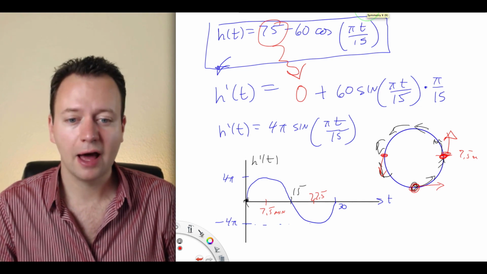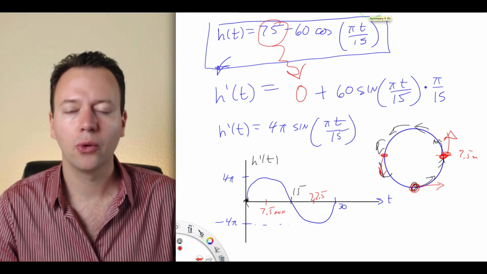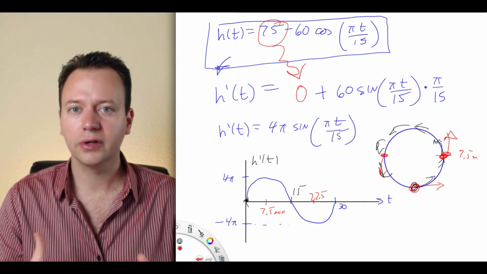That shows us how to model the rate of change of your height as a function of time when you're riding on a Ferris wheel, using the derivatives of sine and cosine.